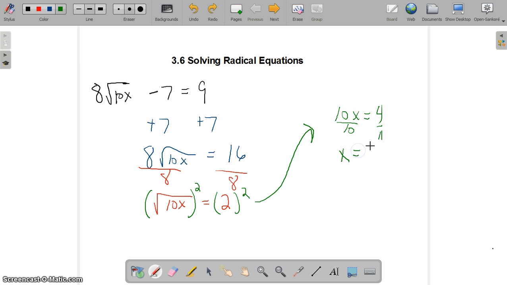x equals, it's a 10 here, sorry, it's not working right there. There's a 10 right there. There we go.